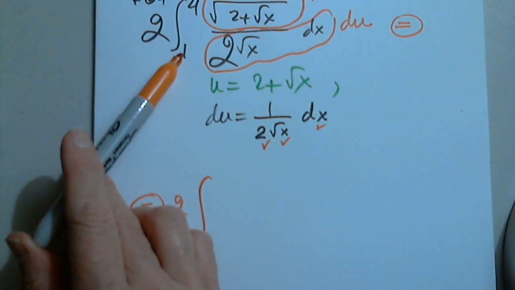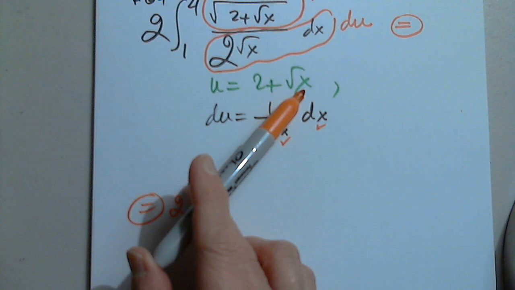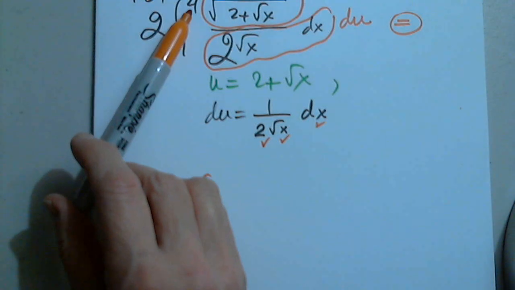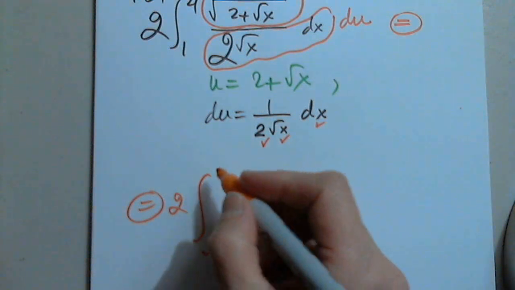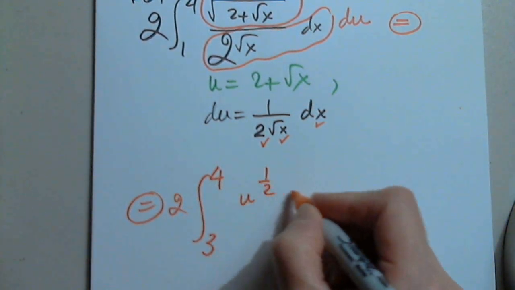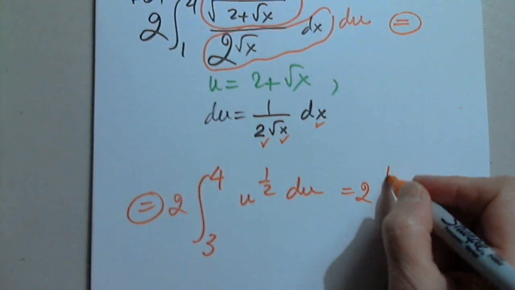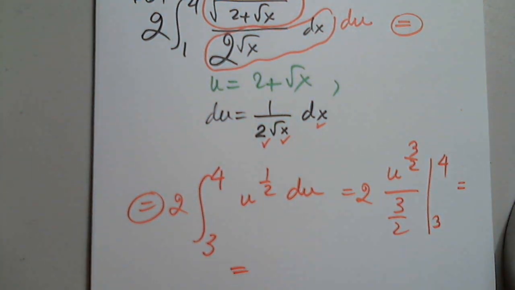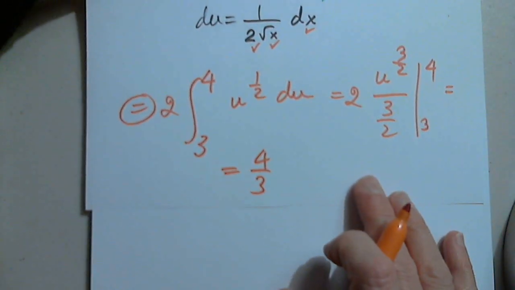When x is 1, how much is u? 3. Excellent. When x is 4, how much is u? 4. Yeah. So now I have u to 1/2 du. Excellent. So this is 2, u to 3/2 over 3/2 from 3 to 4. I flip 4/3, leave the 4/3 outside, waiting patiently.